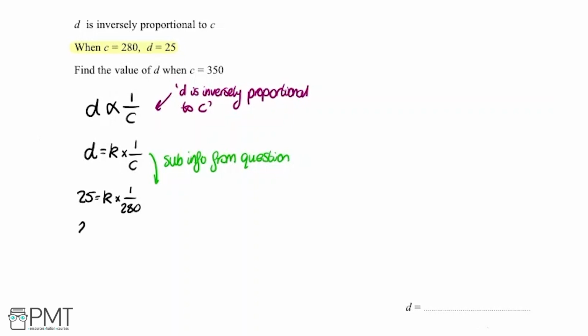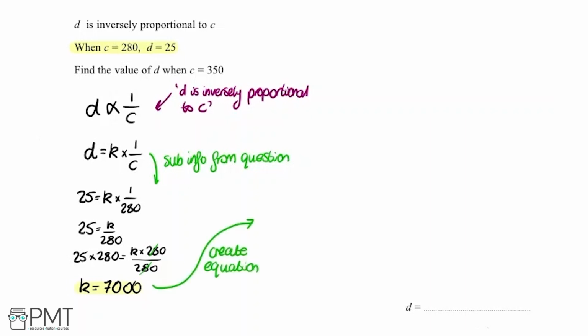So we'll write that again. We've got 25 equals, and working this out, it will be K over 280. Now if we multiply both sides by 280, we get 25 multiplied by 280 equals K multiplied by 280 over 280. We can see these on the top and bottom here, they're going to cancel. So what we're left with is K equals 25 times 280, which is 7,000. So that's great, we've worked out what our constant of proportionality is.